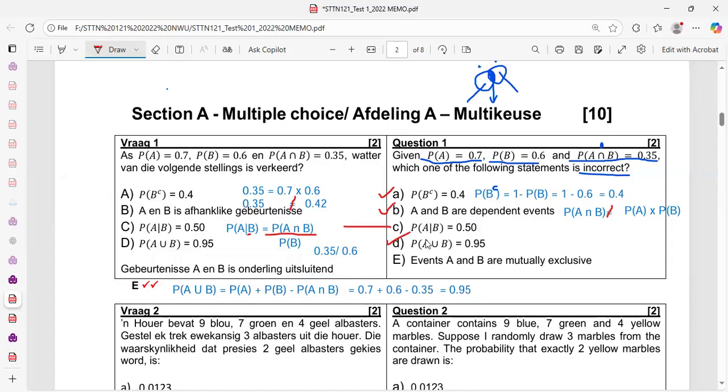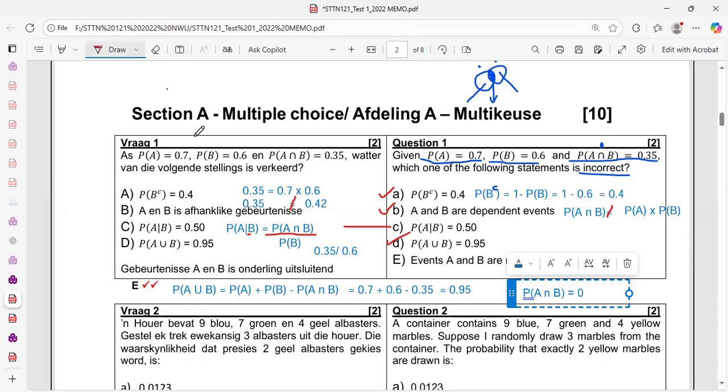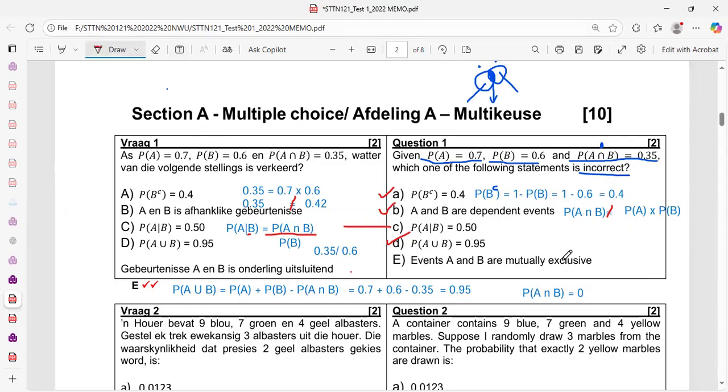Option E, events A and B are mutually exclusive. How do you prove that events A and B are mutually exclusive? It means that the probability of A intersection B must be equal to 0. If the probability of A and B is not equal to 0, then events A and B are not mutually exclusive. In this case the probability of A and B is 0.35, not 0. You must get exactly 0. So this is the incorrect one.